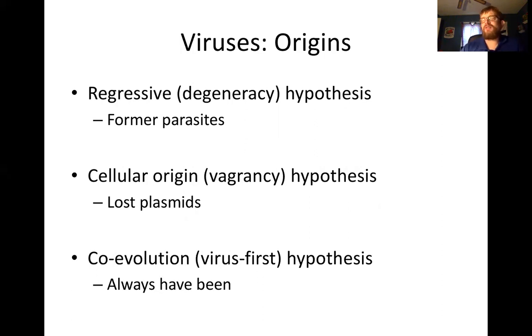We're not going to spend a lot of time here, but one of the things that's always interesting to think about, as scientists or medical professionals and researchers, is where did viruses come from? Why are they here? One of the theories is the regressive or degeneracy hypothesis, where these viruses were some type of former parasite, perhaps prokaryotic or even eukaryotic. The idea is that maybe there was some type of extreme environmental stress, and this group of organisms figured out what they could get rid of, what they didn't need, and basically went down.